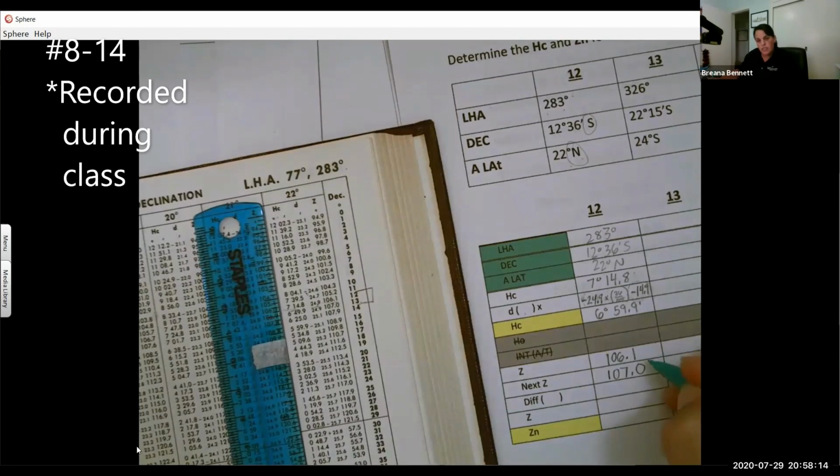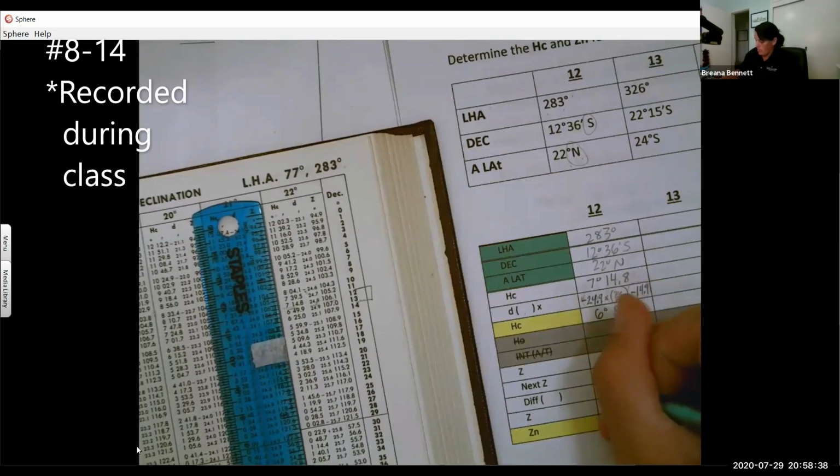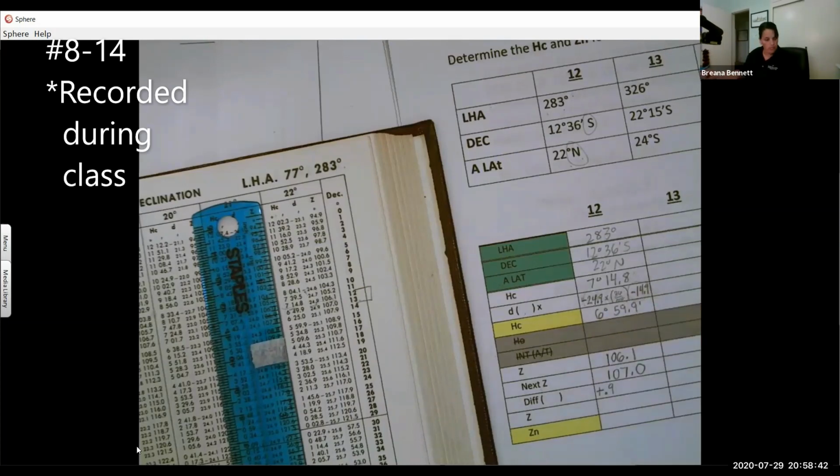So now we're going to do the same kind of thing for our azimuth, but they didn't give us the D, so we have to calculate that ourselves. So at 12, it was 106.1, and then at 13, it was 107. So the difference between that was an increase of 0.9. They didn't give us that, but we can see that. We increased 0.9 degrees.